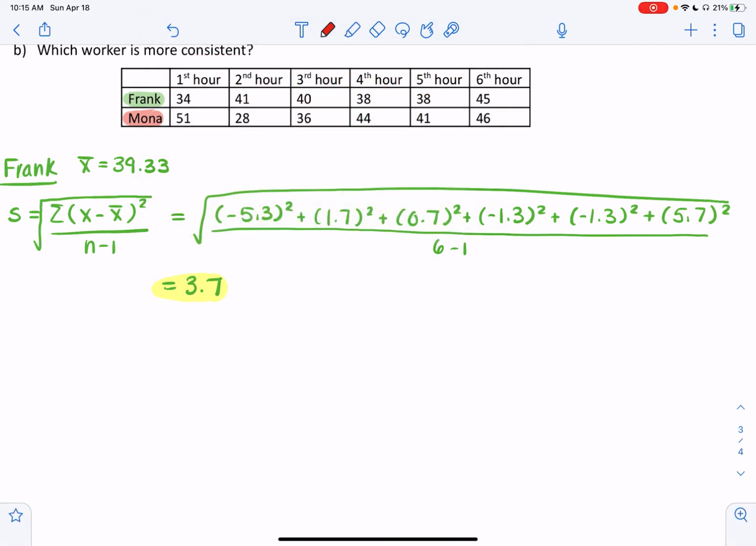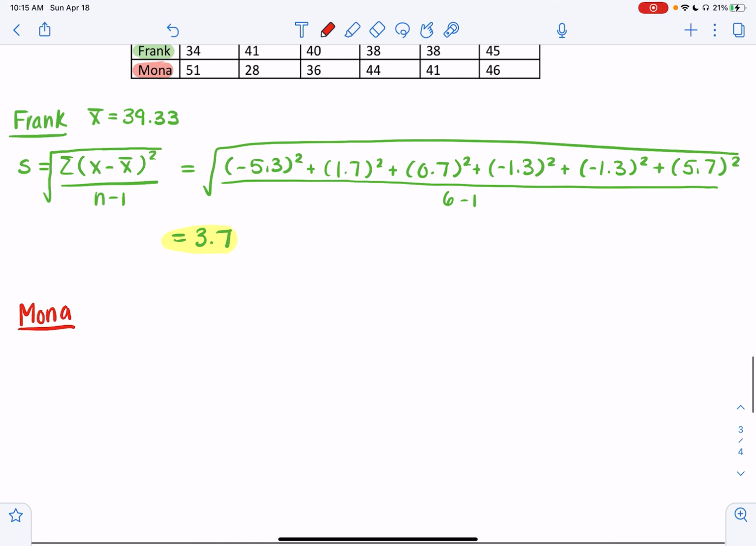Now we'll do the same thing for Mona so that we can compare and determine who is more consistent. So for Mona, we're going to do the same thing. We're going to start by taking each of the data points and subtracting the mean. So our mean here is 41, and it's a little bit nicer because it's a whole number and we don't need to worry about decimals or anything like that. So I'm just going to start by subtracting my mean from each of my data points and then setting it up the same way I did for Frank in the green example.